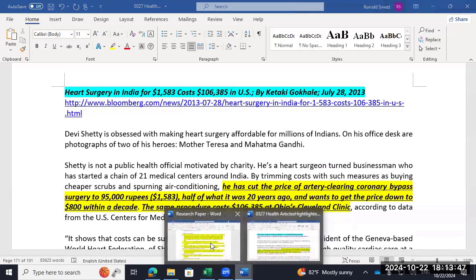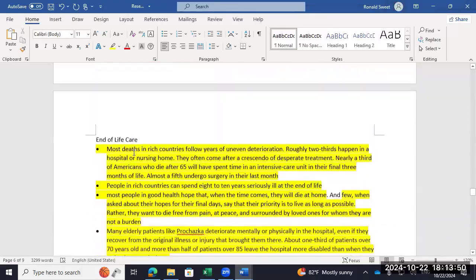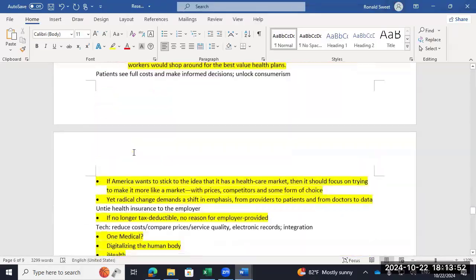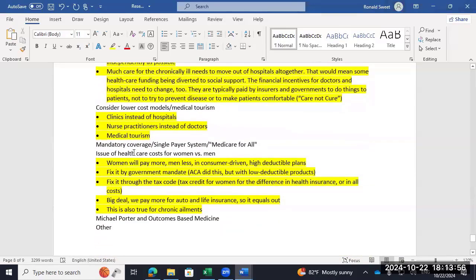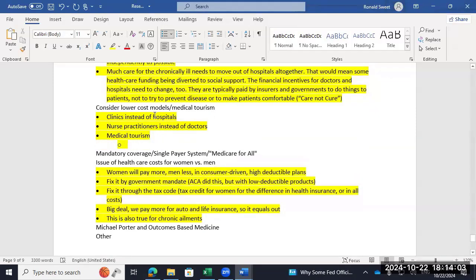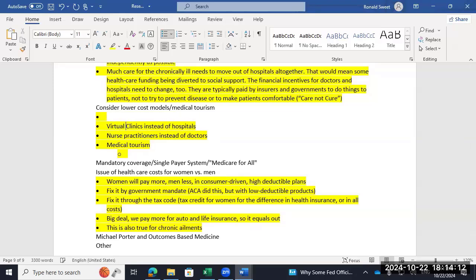So let's go down to the solution, pretty far down, on medical tourism. I'm going to give you a few examples here. Lower cost models, you could probably put the virtual bed there under lower cost models. So that certainly fits there. But let's look at medical tourism.